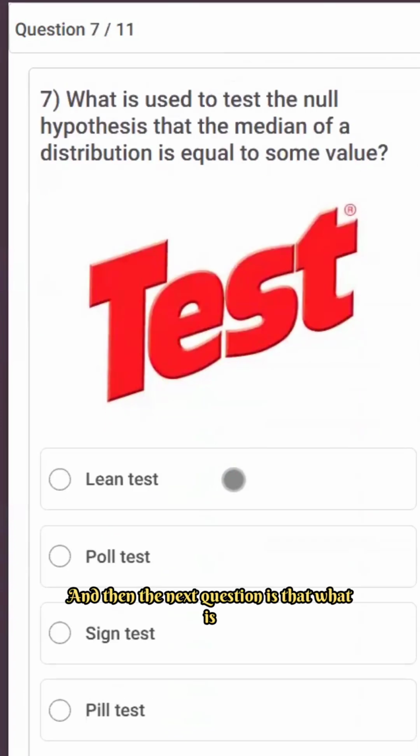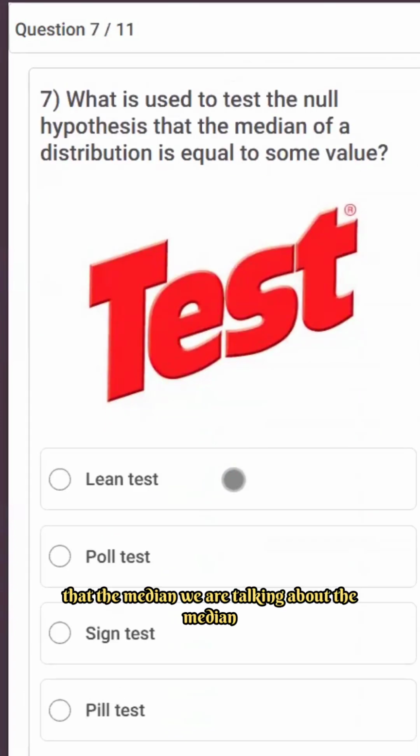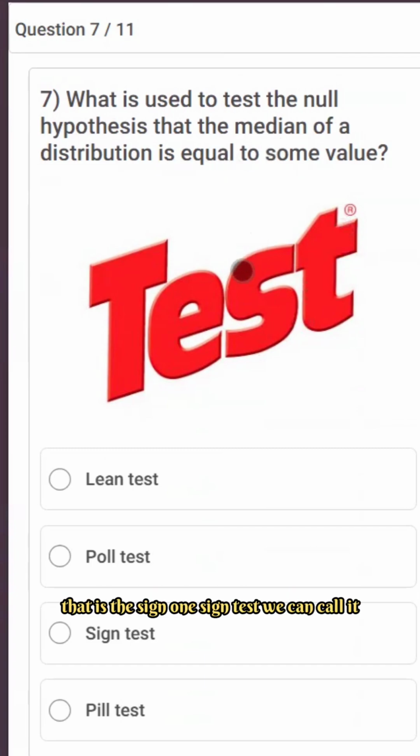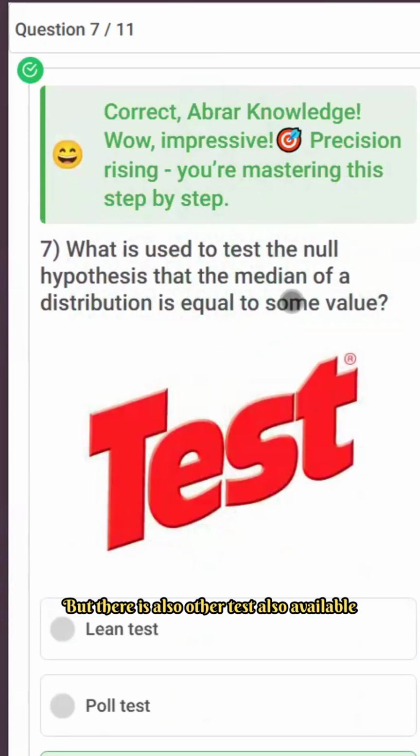The next question is: what is used to test the null hypothesis that the median of a distribution is equal to some value? We're talking about the median. If it is the mean, we can go for ANOVA, analysis of variance, if you have more than 2 factors. For the median, that is the sign test, we can call it. But there are also other tests available.